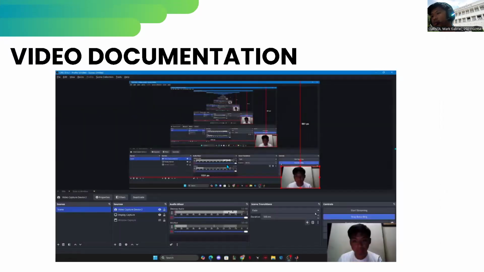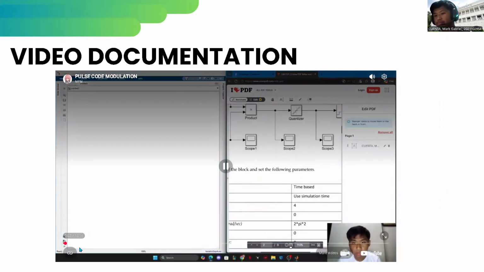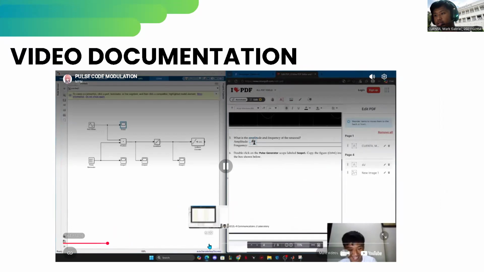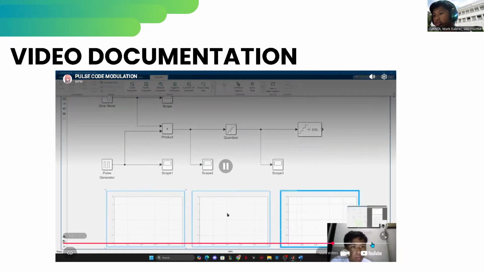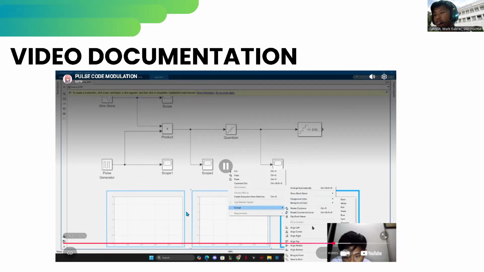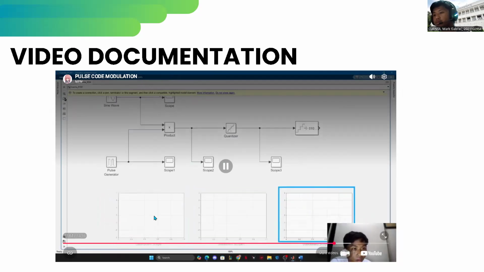So this is my proof of documentation here, wherein I inputted that to the PDF. Then this one is to show the graphs of the following scopes, wherein scope 1, scope 2, and scope 3.